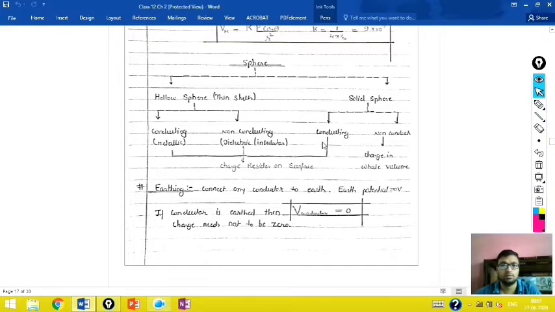Good morning class. So today we are going to start the third part of this chapter, that is electrostatic potential and capacitance. Today we are going to start with the topic called sphere. Okay, so basically here we will see first how many types of spheres are possible.